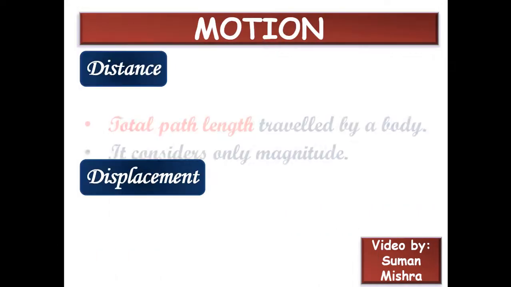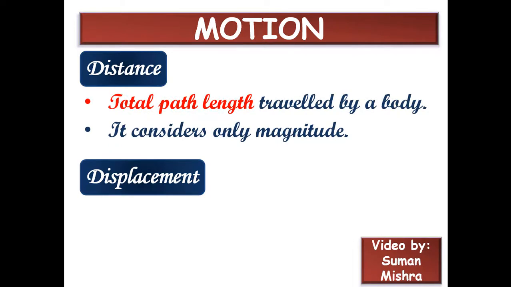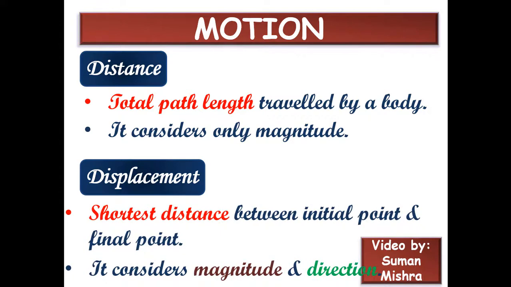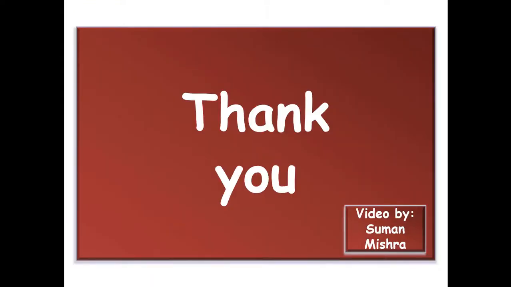So this again, when we recap, we will be able to understand that distance is total path length and considers only magnitude. Displacement is the shortest distance between initial point and final point, and it has to consider magnitude as well as direction. I hope you would have understood this topic very clearly.